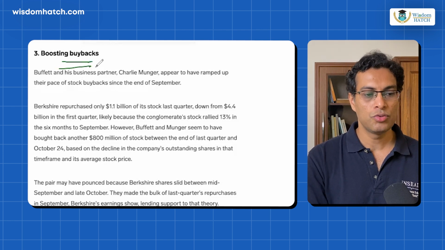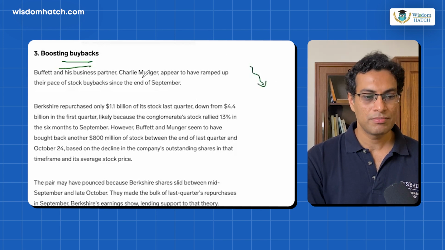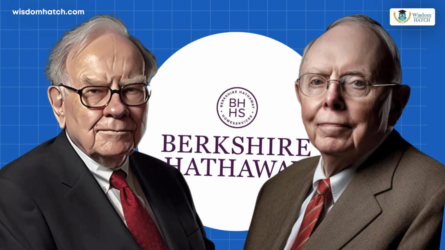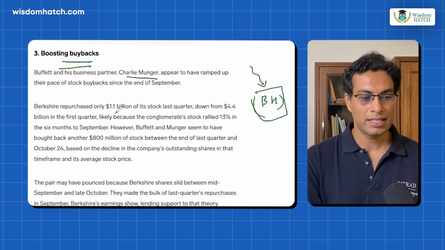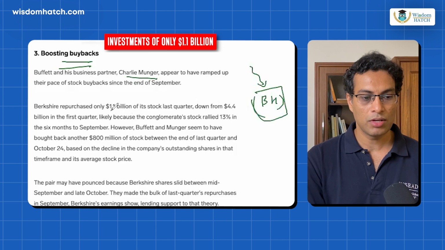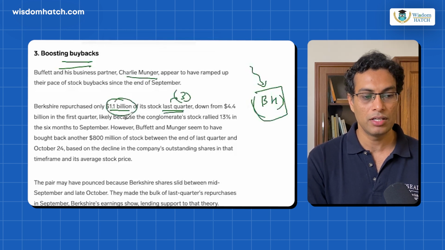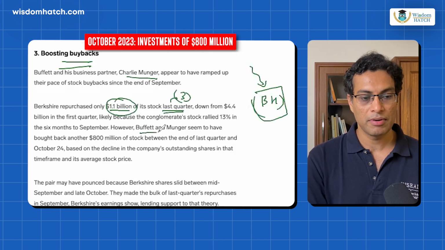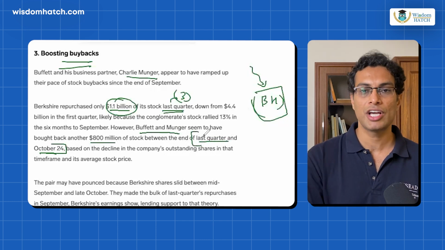Now basically, usually what happens is that whenever the stock price is down, Mr. Buffett and Mr. Munger end up purchasing the stocks of Berkshire Hathaway, which is the parent group company. Now, Berkshire Hathaway only purchased $1.1 billion of stock in the last quarter, that is, in 3 months they had only purchased $1.1 billion. But recently, Mr. Buffett and Munger seem to have bought back another 800 million in the last quarter and October 24th. So basically, they have ramped up their buying on Berkshire Hathaway itself.